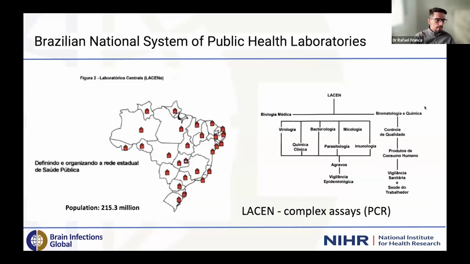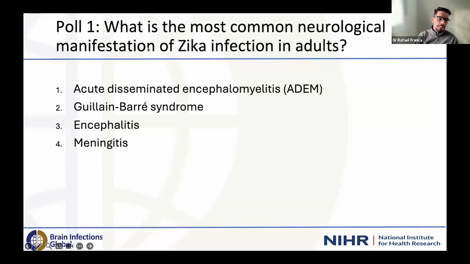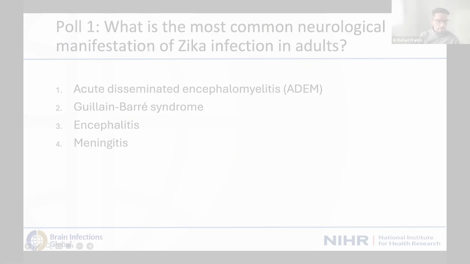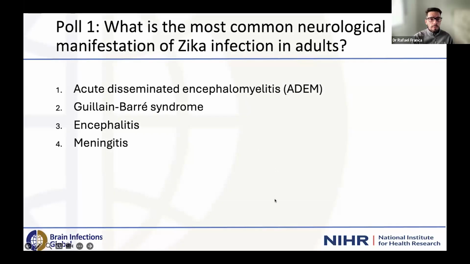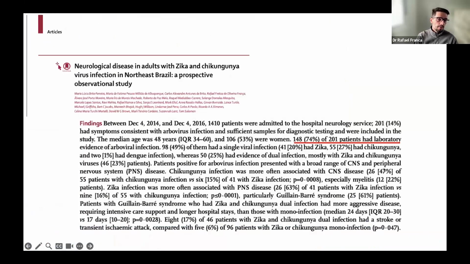And of course, this project was made to try to improve, at least locally. This was done in northeastern Brazil, in the state of Pernambuco. And so, okay, this is a cool question. What's the most common neurological manifestation of Zika infection in adults? Actually, Guillain-Barré is the most common reported neurological disease of Zika infection in adults.